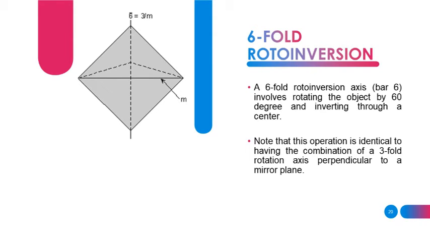The last topic for the rotoinversion will be the six-fold rotoinversion. A six-fold rotoinversion axis is symbolized by bar 6, and it involves rotating the object by 60 degrees and inverting through a center. Note that this operation is identical to having the combination of a three-fold rotation axis perpendicular to a mirror plane. The illustration of a six-fold rotoinversion is somewhat similar to the cube of a three-fold rotoinversion axis. They just differ in functions.